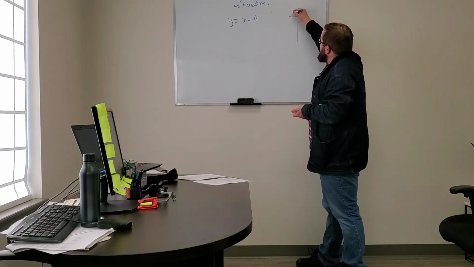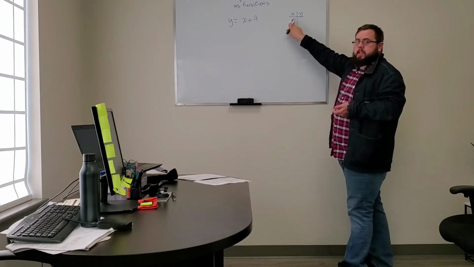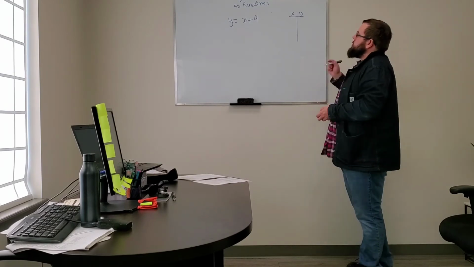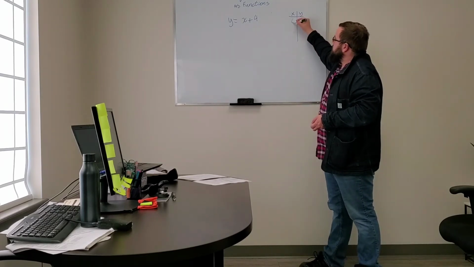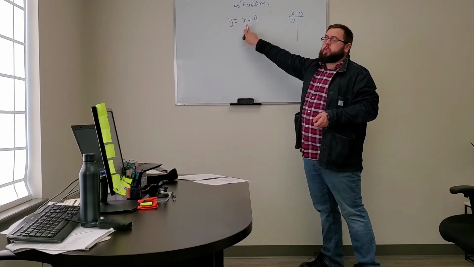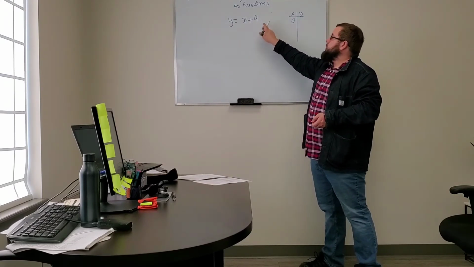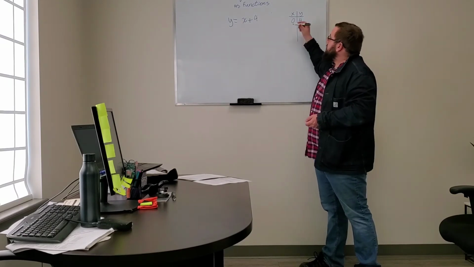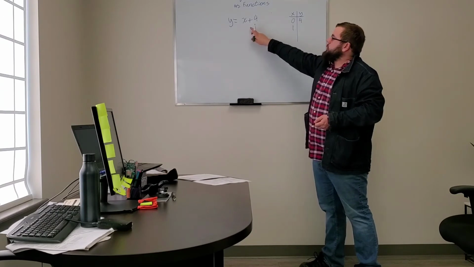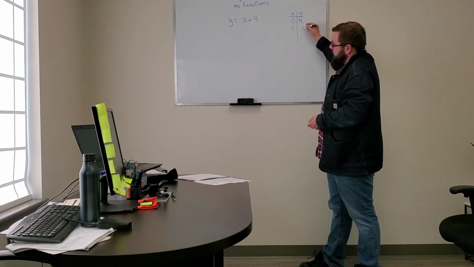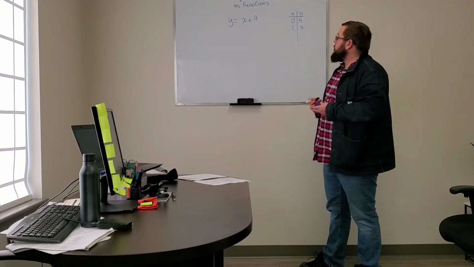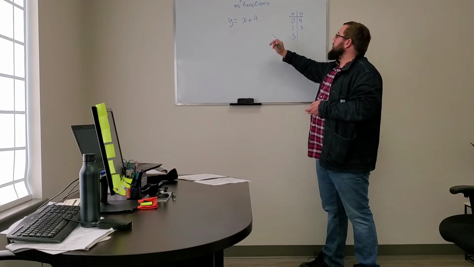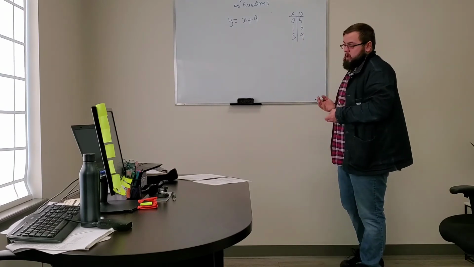So x and y: the independent variable tends to go on the left, the dependent variable goes on the right. We'll start with 0. That's a good one to start with. What happens when we put 0 in here? We get 0 plus 4, y equals 4. And then what about 1? If x equals 1, then we have 1 plus 4, which is 5. And what about 5? 5 plus 4 is 9, y equals 9.